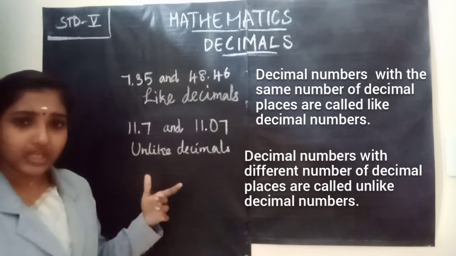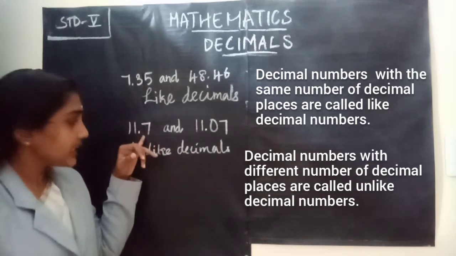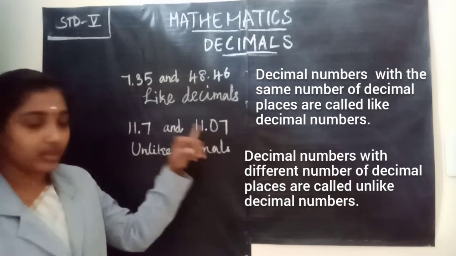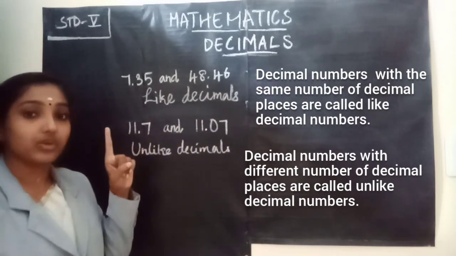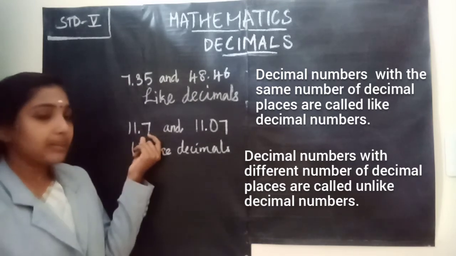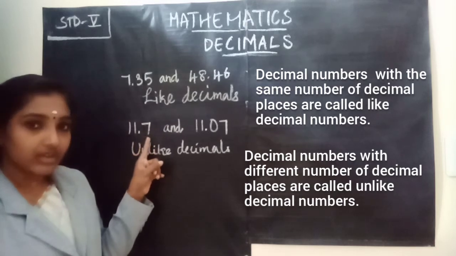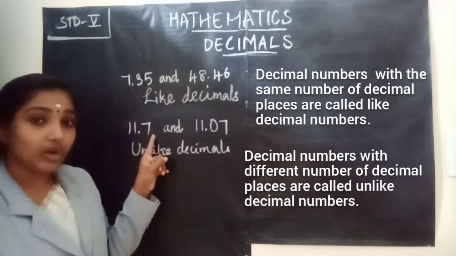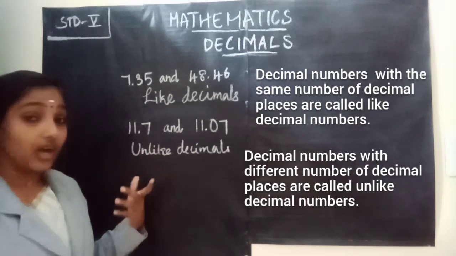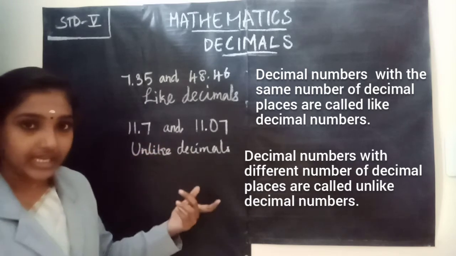And can we convert unlike decimals into like decimals? Look, here it's 11.7 and 11.07. 11.7 has only one decimal place. So if I make one more place for this number after the decimal, it will also have two decimal places, right? So now I am going to change these unlike decimals into like decimals.